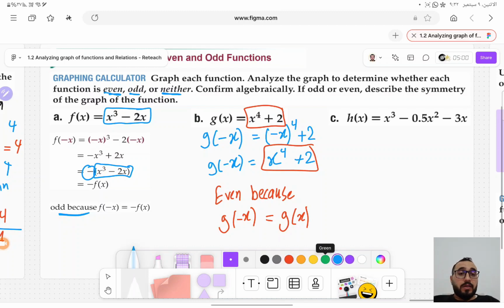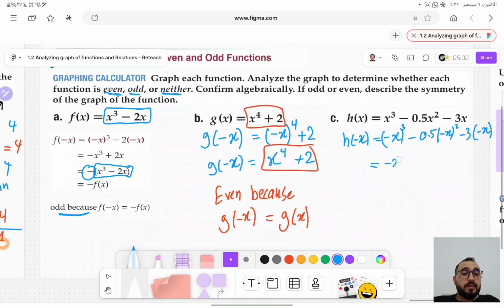Now let's go to the last one. You have to apply negative x for every term: negative x cubed minus 0.5 times negative x squared minus 3 times negative x. Because this is an odd power, it's still negative x cubed. This one is an even power, so the negative cancels, so it's still 0.5 x squared. This one is negative with negative, so it becomes positive 3x, as you can see.